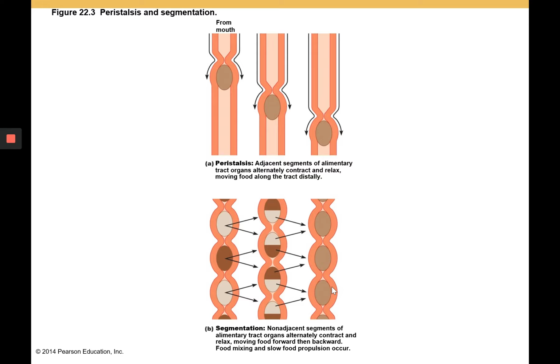Peristalsis and segmentation are muscularis externa movements. When the muscularis externa contracts, it can perform either peristalsis or segmentation. Peristalsis is when adjacent segments of the alimentary tract contract and then relax and moves food from point A to point B. Segmentation is when non-adjacent segments of the alimentary tract organs alternately contract and then relax, and this moves food back and forth, so forward then backward, and this mixes food, and it produces a type of slow food propulsion that is associated with mechanical breakdown of food.